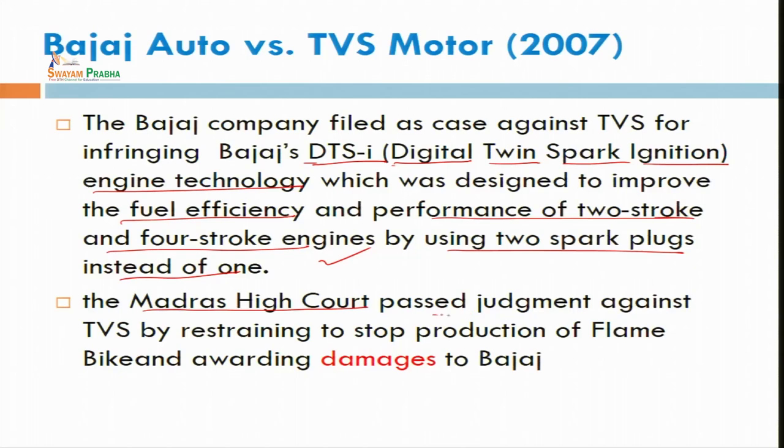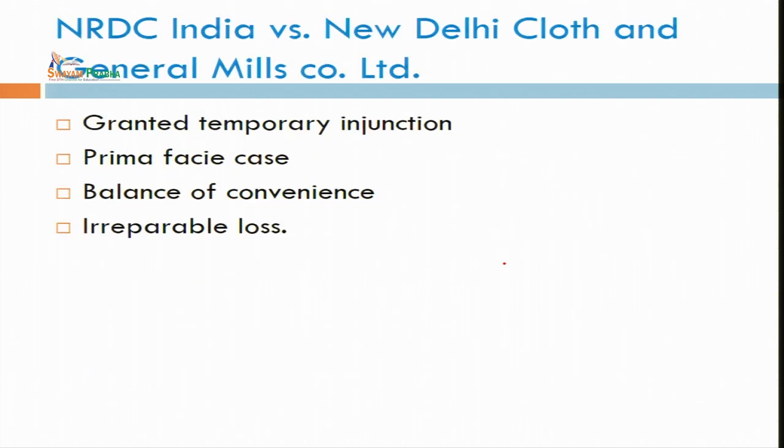But the Madras High Court passed a judgment against TVS, restraining TVS from further manufacturing its bike. The Madras High Court also awarded damages to Bajaj and directed TVS to give compensation or damages to Bajaj as well. So this is a very good case where an injunction is granted and damages are also granted by way of infringement of patent.